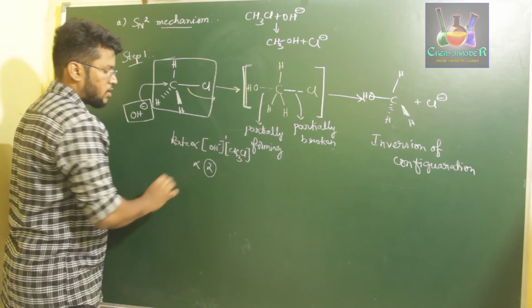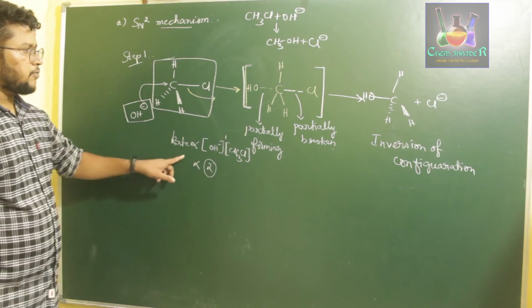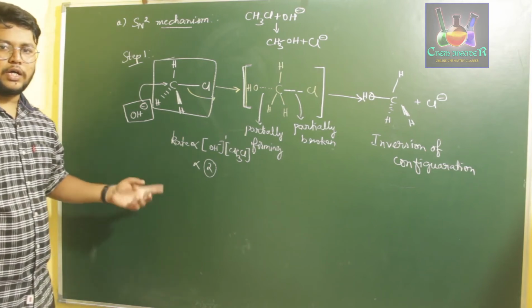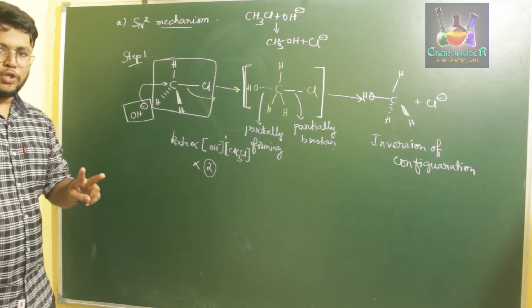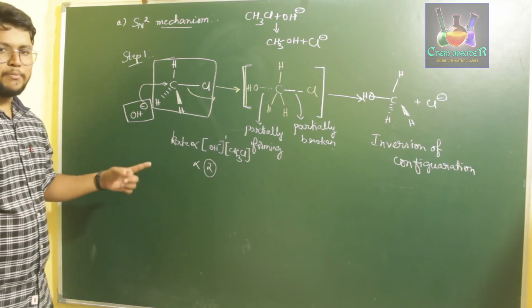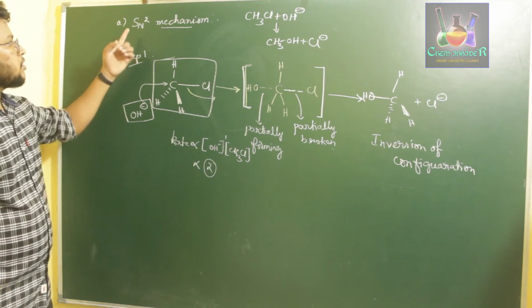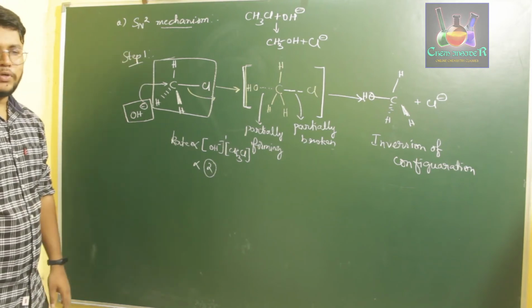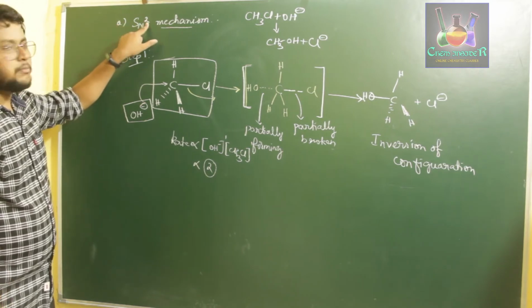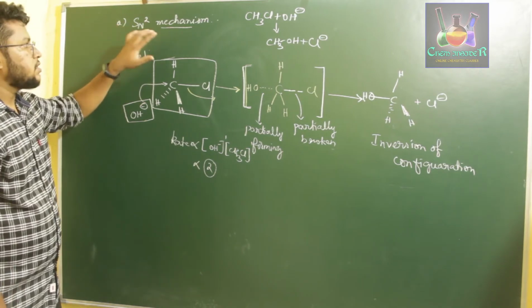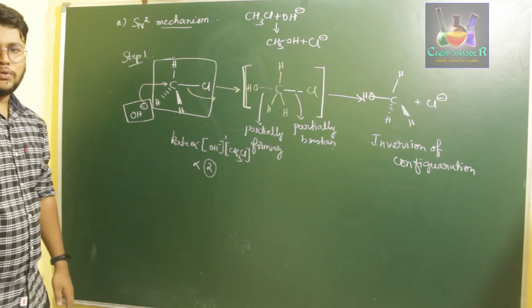Since this is to the power 2, this type of rate of reaction is called a second order reaction. That is, the rate of this reaction depends upon two molecules. Therefore, we name it a bimolecular nucleophilic substitution reaction. So this is the mechanism of the SN2 process.